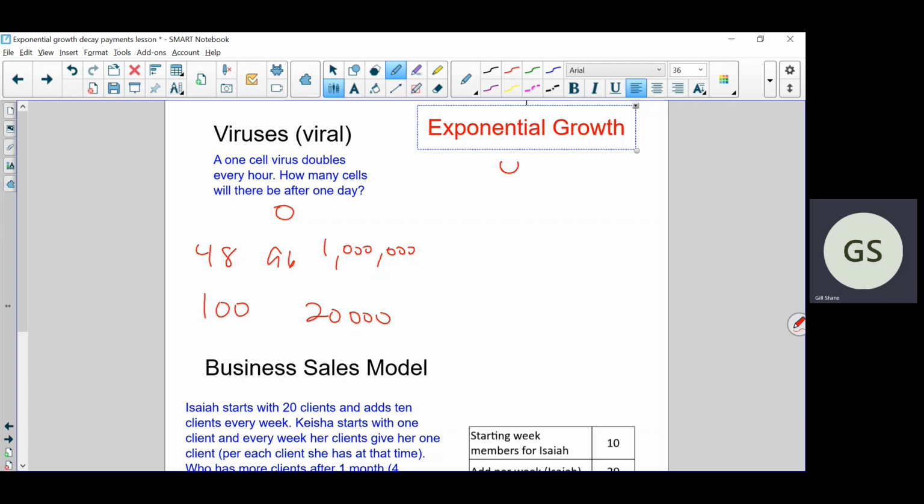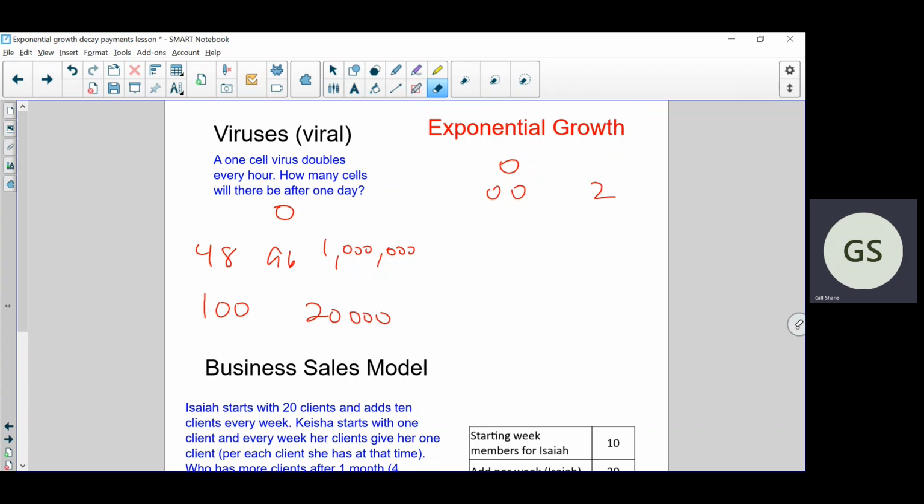So here's the concept. All right, after 1 hour, actually, let's do it this way. I'm not going to draw a picture. You get the concept. It's 1, then it's 2, then it's 4, then it's 8. I'm not going to draw out all the cells, so I'm just going to write the numbers. After 1 hour, it's 2 cells. After 2 hours, it's 4 cells. After 3 hours, it's 8 cells. After 4 hours, it's 16.